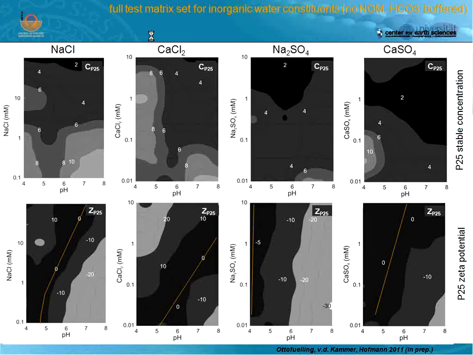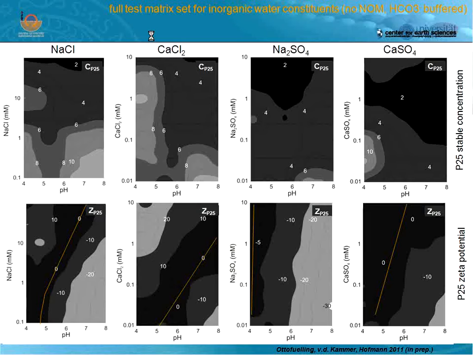For the calcium, it is interesting to see that the calcium shows us a different plot. Again, at low concentrations, we have the influence of the pH, of course, but as soon as we increase the calcium concentration, we see that we have a zone of high stability here at the lower pHs and intermediate calcium concentrations. And this goes accordingly with the zeta potential with elevated positive zeta potentials.